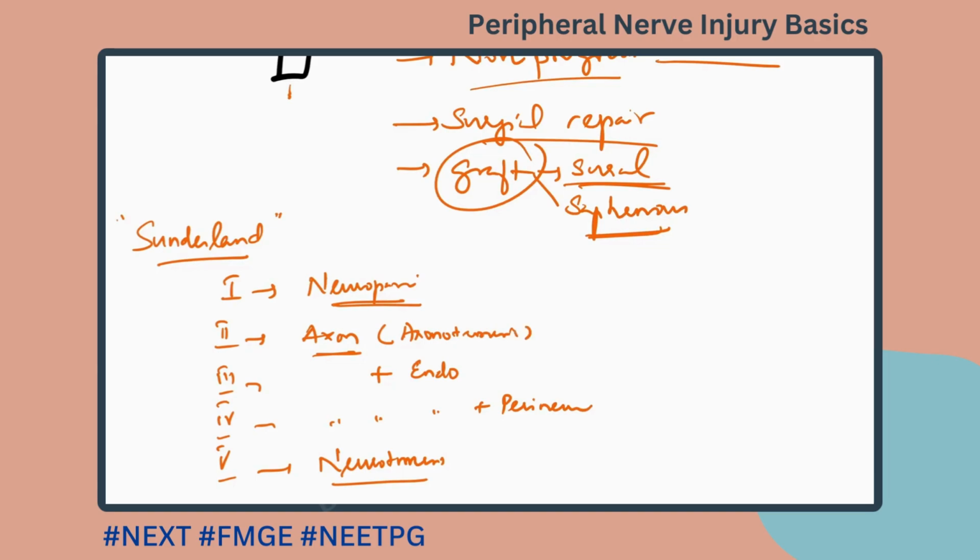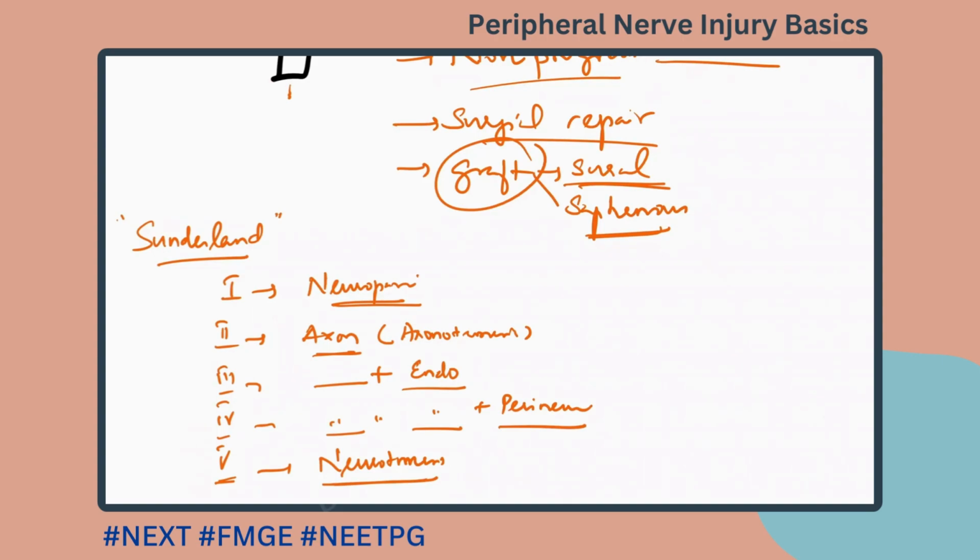In type 3, the axon is ruptured and the endoneurium is damaged. In type 4, the axon, endoneurium, and perineurium are damaged. And the fifth one, the total nerve gets damaged. That's like neurotmesis. Okay, I hope you understand this.